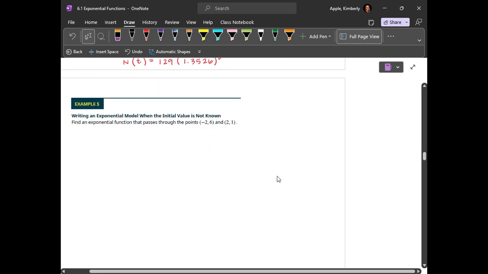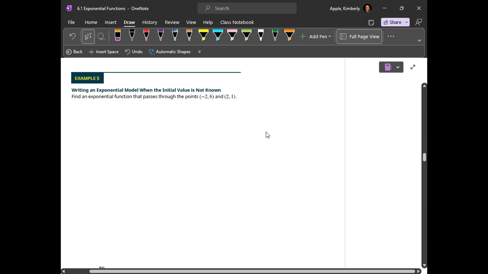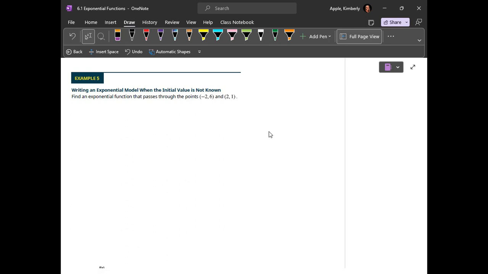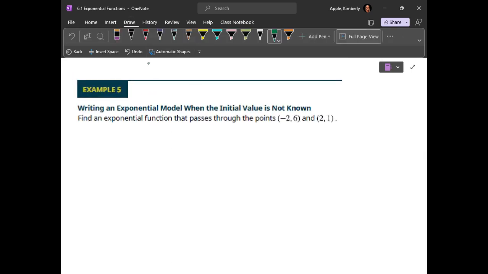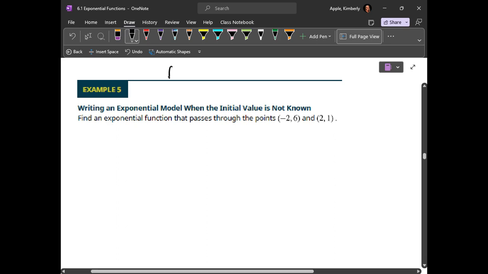The last example for the day is going to be writing an exponential model when we do not know a. All right, so here we do not know the initial value, so there's going to be a significant amount of algebra involved in order to locate both a and b. So let's remind ourselves that the general exponential function looks like this. F of x equals a times b to the x.